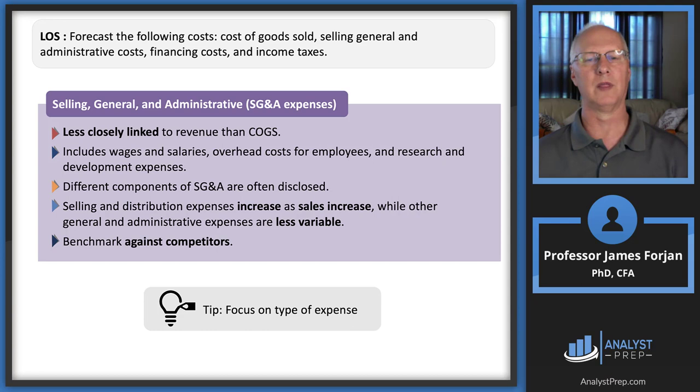How about the third arrow point? Different components are often disclosed, so you can separate these and try to look at the trend and maybe look against the competition. Again, there's that fifth arrow point. And then from a definitional standpoint, it includes wages, overhead, research and development. That makes sense.